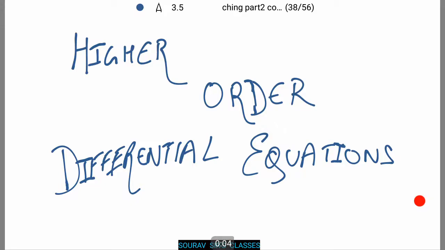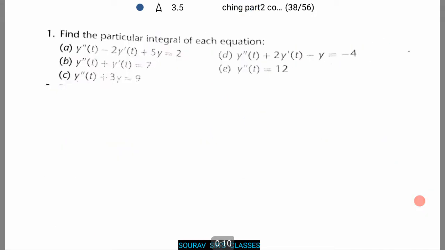Today we are going to be doing higher order differential equations. Let's start off with a very basic sum. We are given here 5 functions or equations and we need to find particular integrals of each equation. Before proceeding further, let me tell you one basic simple process that we can apply for all.